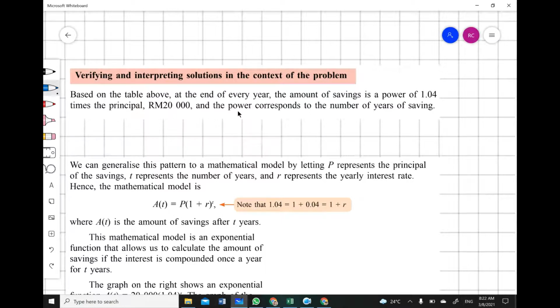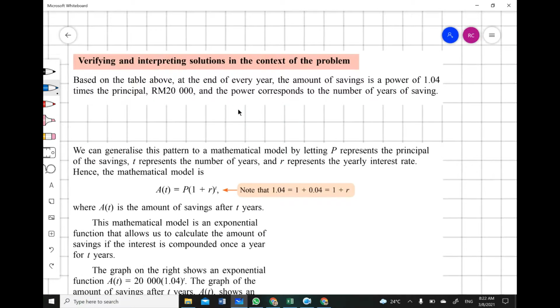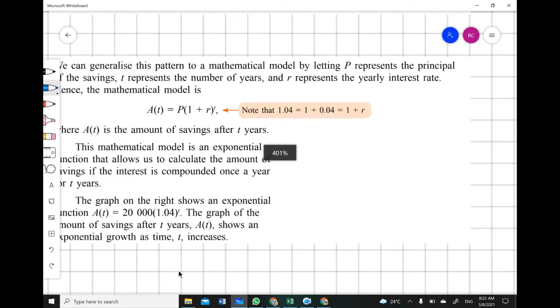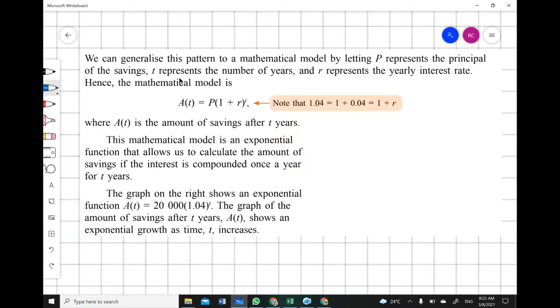20,000, and the power corresponds to the number of years of saving. It depends on how many years; that will be the power of it. So we can generalize this pattern to a mathematical model by letting P represent the principal of the saving, T represent the number of years. So you can see here, T represents the number of years, P is the principal, and R represents the yearly interest rate. Hence, the mathematical model is A(T).